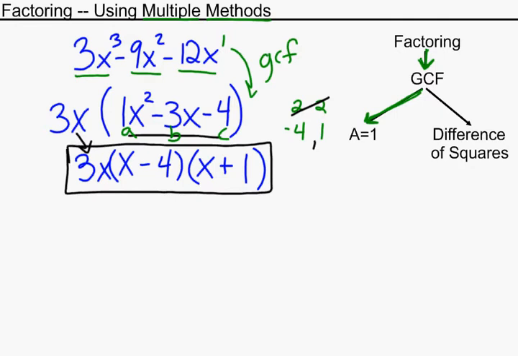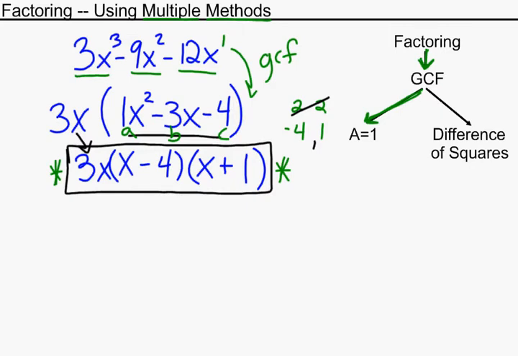If I want to get way back up to the top, in my original, I would have to FOIL and then distribute, but it would get me back to 3x to the third minus 9x squared minus 12x. So this right here is my fully factored form as far as it'll go.